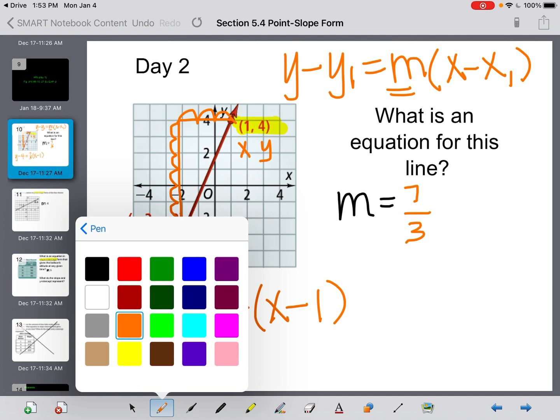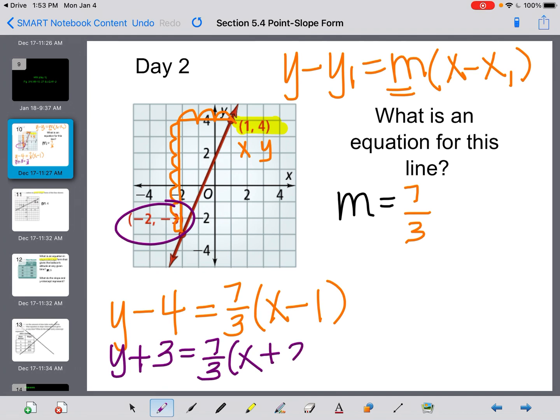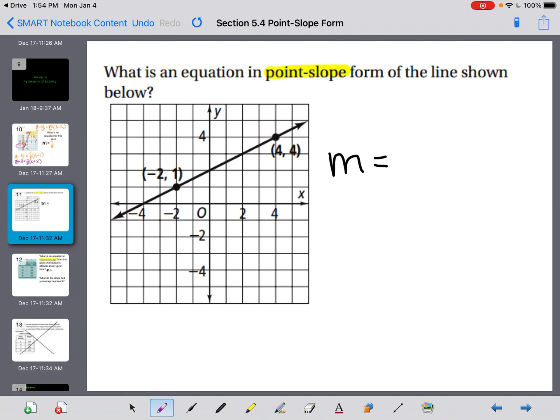Okay, if I wanted to use the other ordered pair, the one that had all the negative numbers, right here, I would have y minus -3 equals 7/3 times x minus -2. Those are your two options for answers. Okay, one more practice one.